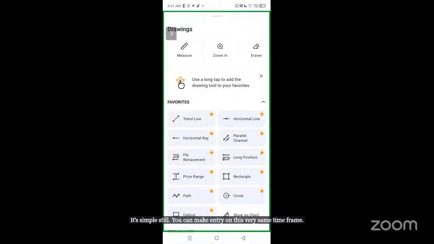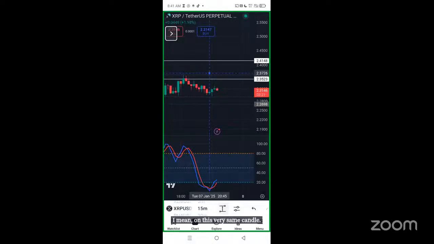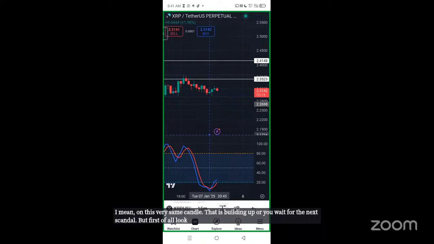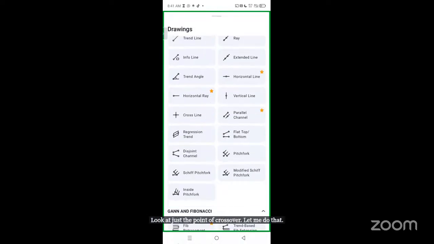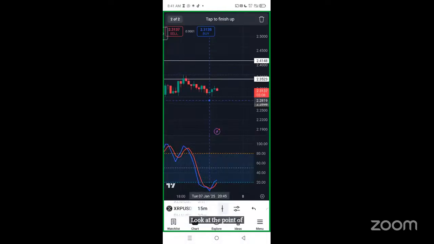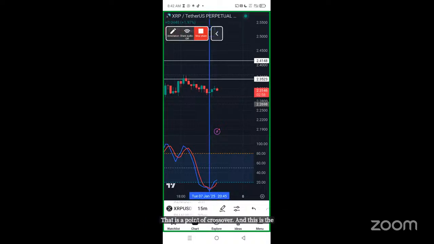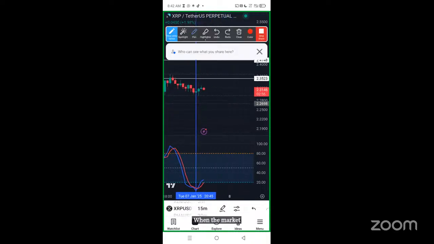You can make entry on this very same time frame, on this very same candle that is building up, or you wait for the next candle. But first of all, look at the point of crossover. That is the point of crossover. And this is the point of reversal, right? When the market came down, we had that.